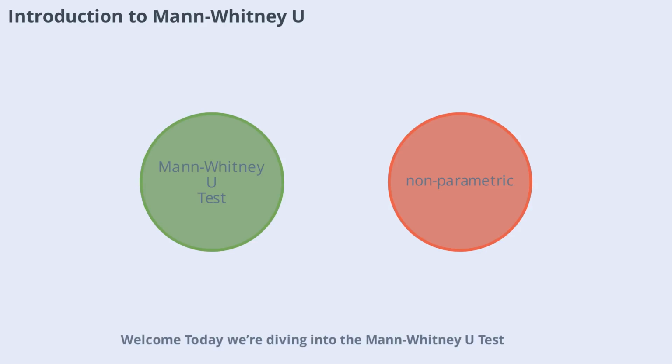Welcome. Today we're diving into the Mann Whitney U Test, a powerful statistical tool used to compare differences between two independent groups. Unlike traditional tests that require data to follow a normal distribution, the Mann Whitney U Test is nonparametric, making it incredibly versatile for real-world data. Whether you're analyzing survey results, medical trials, or business performance, this test helps you determine if one group tends to have higher or lower values than another. Let's explore how this test works, when to use it, and why it's a favorite among researchers and analysts.